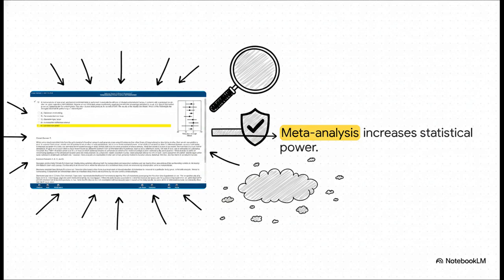Well, the primary reason is to boost statistical power. By pooling all that data together, you essentially create one massive sample size. This improves your precision and directly decreases the risk of a type 2 error, meaning you are way less likely to miss a true difference if one actually exists in reality.